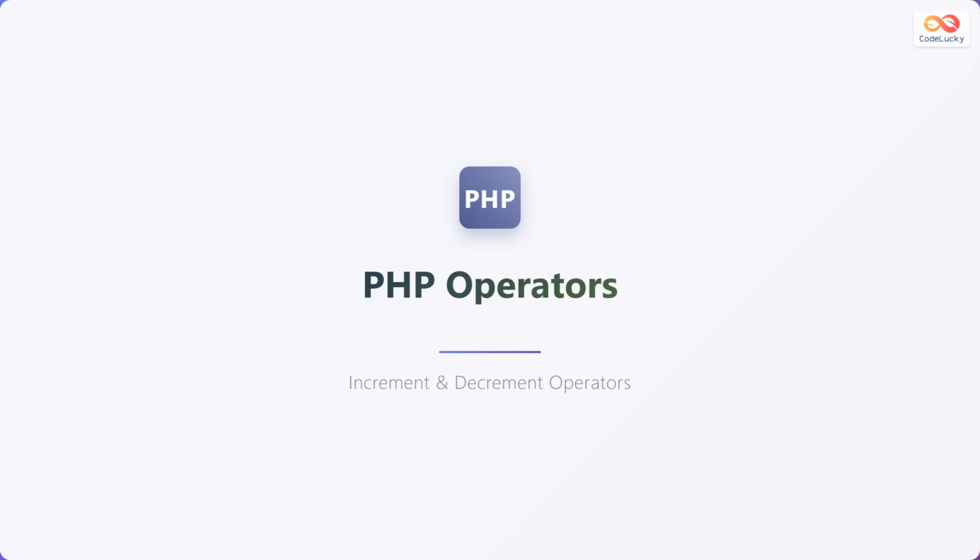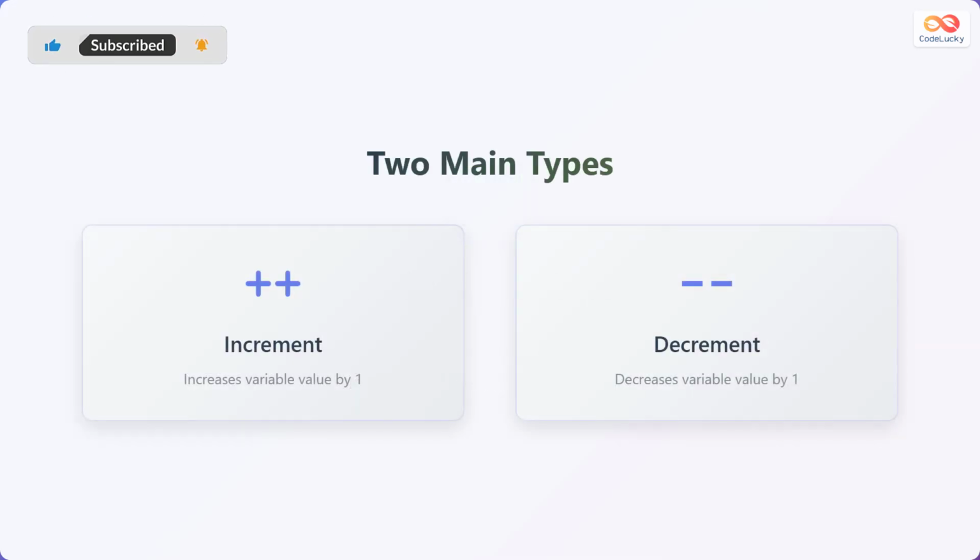Let's explore PHP operators, focusing on increment and decrement operators. These operators are essential for modifying variable values in a concise way. There are two main types of increment and decrement operators: increment and decrement. The increment operator increases a variable's value by 1, while the decrement operator decreases it by 1. We use ++ for increment and -- for decrement.